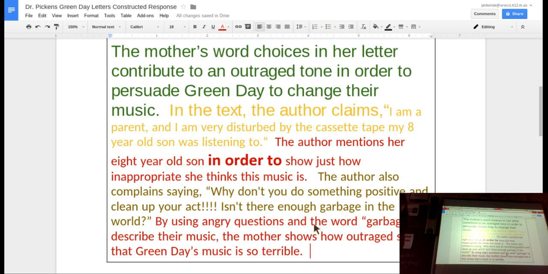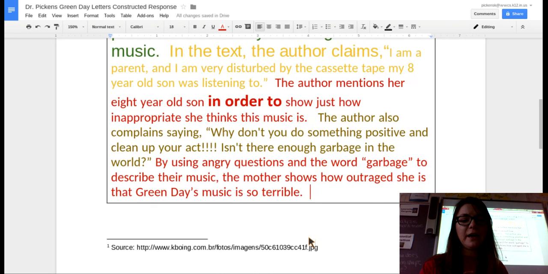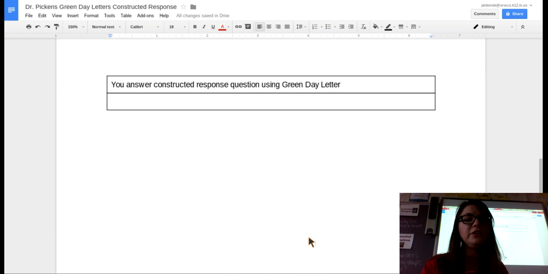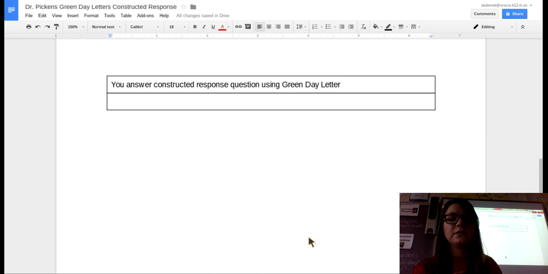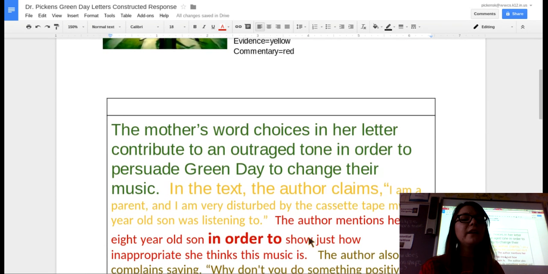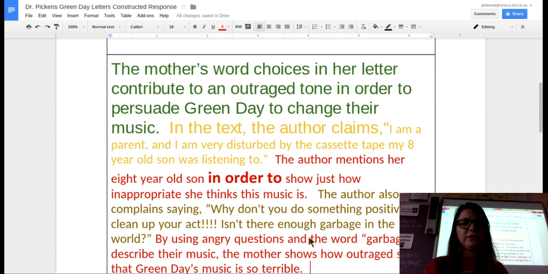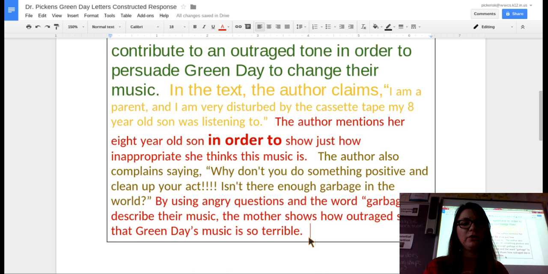When you guys get to your constructed response, which is down here, I'm going to scroll back up here, okay? You're going to do the same question, but for Green Day's letter. Okay, again, the links are up at the top of the page. And you can use a lot of the wording that I use, okay? I'm showing that as a model for you guys to kind of copy after.